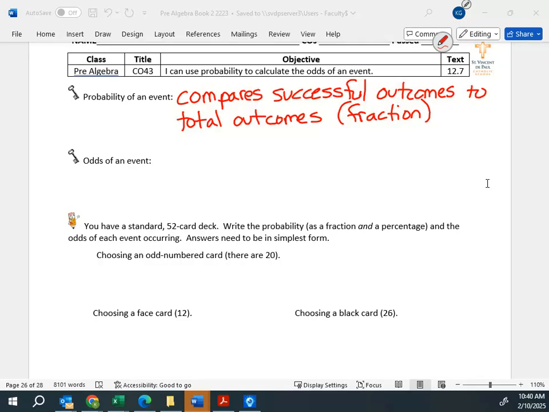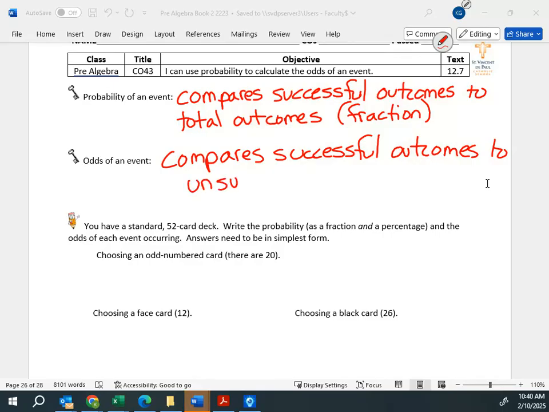Odds of an event compares the successful outcomes. So they both start with successful outcomes, but here's where the difference comes in. Odds compares the successful outcomes to unsuccessful. It's like a ratio.